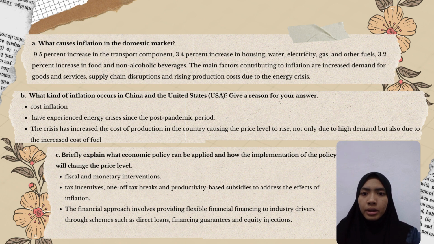Question C. Briefly explain what economic policy can be applied and how the implementation of the policy will change the price level. Economic policies that can be used to reduce inflation are fiscal and monetary intervention. These include short-term action plans such as tax incentives, one-off tax breaks, and productivity-based subsidies to address the effects of inflation. The financial approach involves providing flexible financing to industry players through schemes such as direct loans, financial guarantees, and equity injection. These policies are aimed at stabilizing the supply of basic goods, supporting the business, and reducing the impact of the increase in the price of goods.